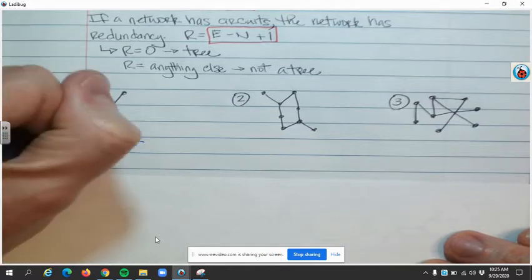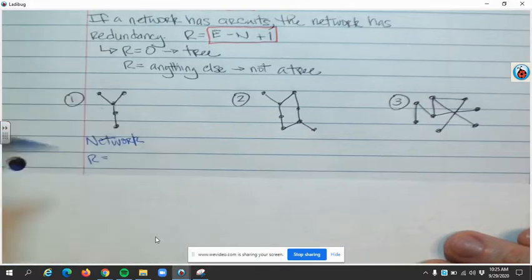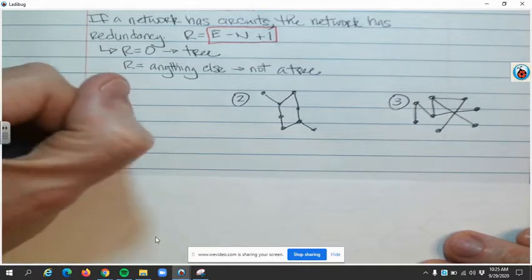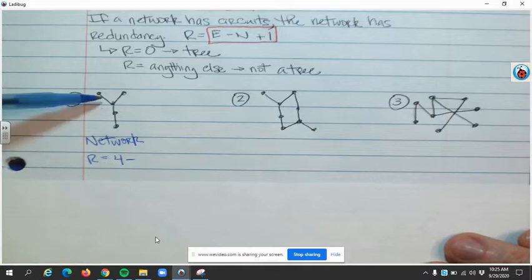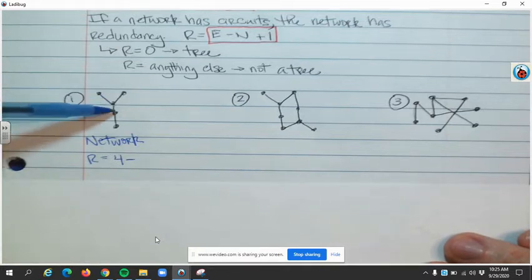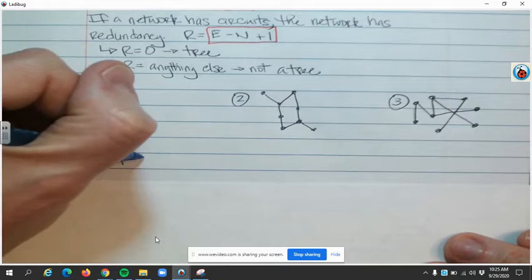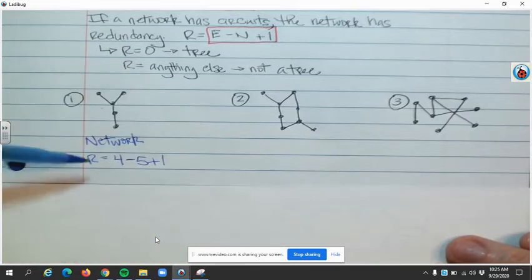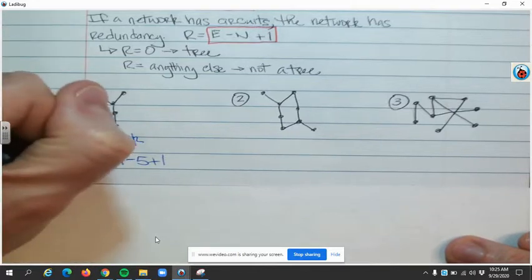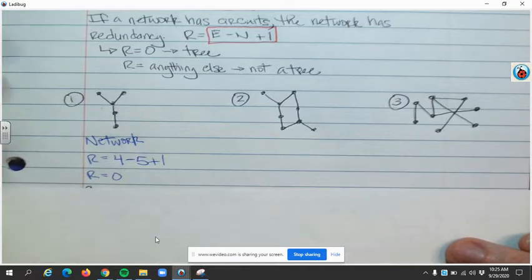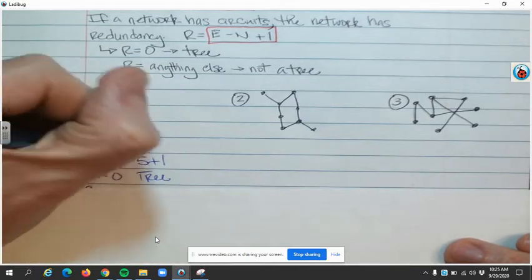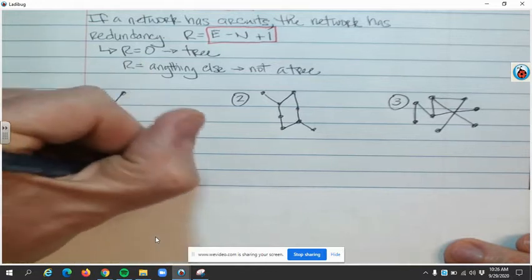So my R value is edges 4 minus vertices, which is 1, 2, 3, 4, 5, plus 1. So 4 minus 5 is a -1. -1 plus 1 is 0. So my R value is 0. Since my R value is 0, that means it is a tree. So it is a network, and it is a tree.